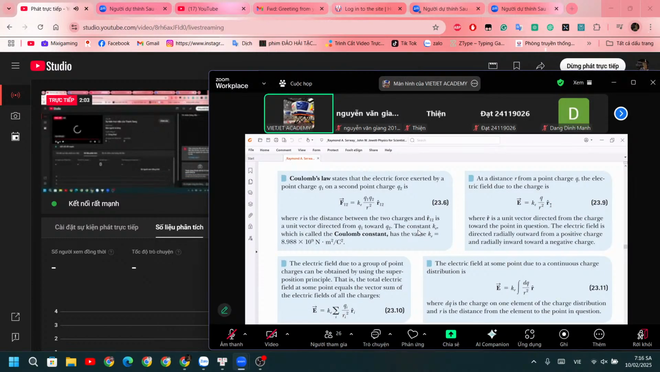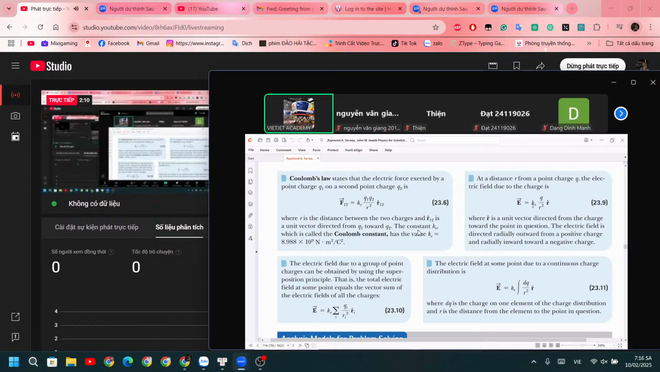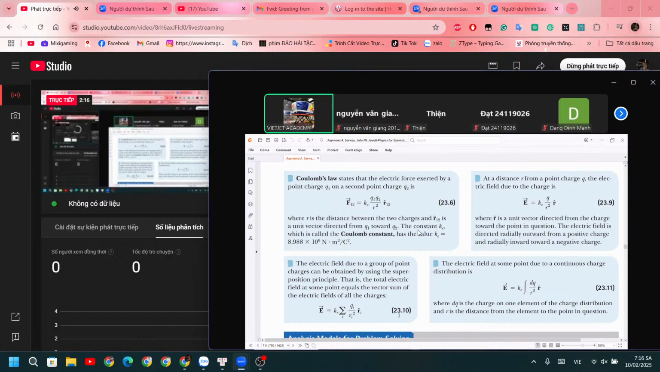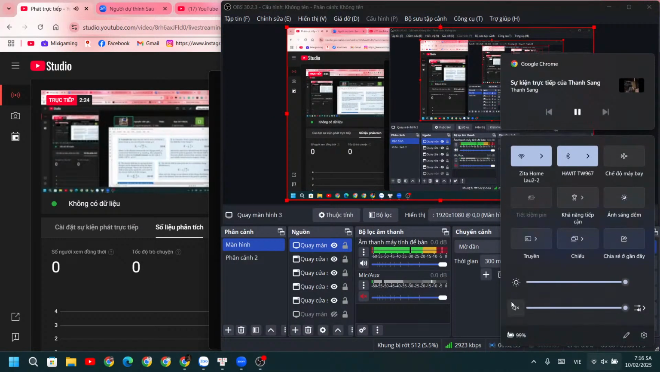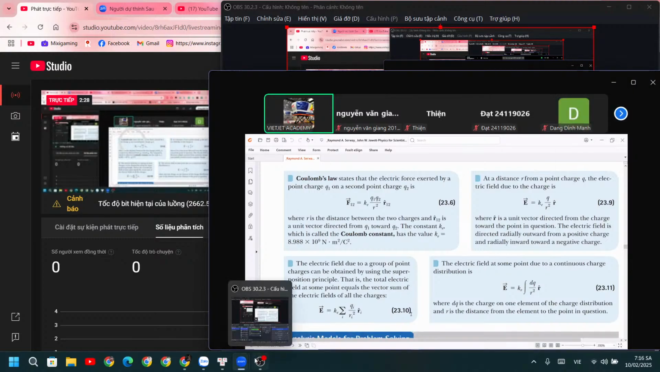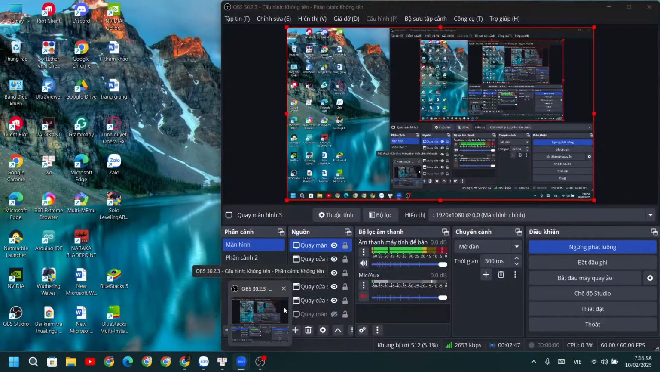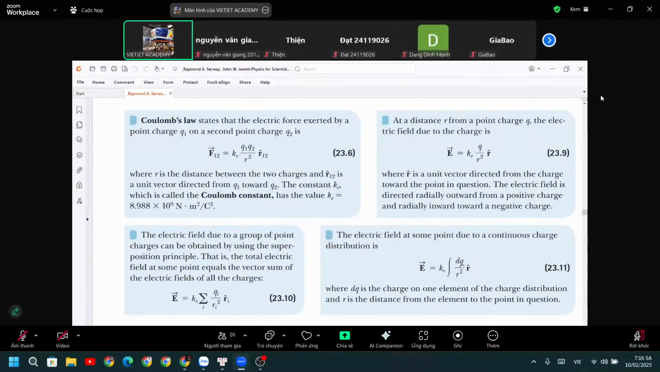If you have a set of charges, then you add up the E vectors, and you get the sum, as in equation 23.8. But if you have an object, like a rod, a plane, or a disc, then you can use the integral technique.